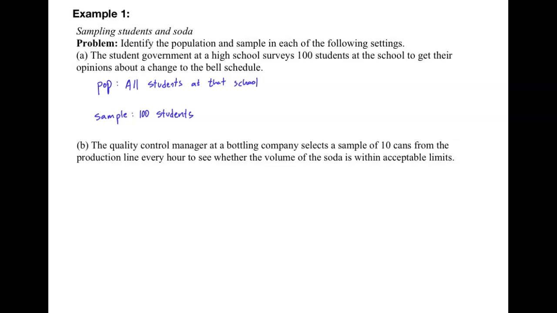All right, B, the quality control manager at the bottling company selects a sample of 10 cans from the production line every hour to see whether the volume of the soda is within acceptable limits. Okay, so the sample there will be the 10 cans. All right, in the chat, what do you guys think the population is for this one?